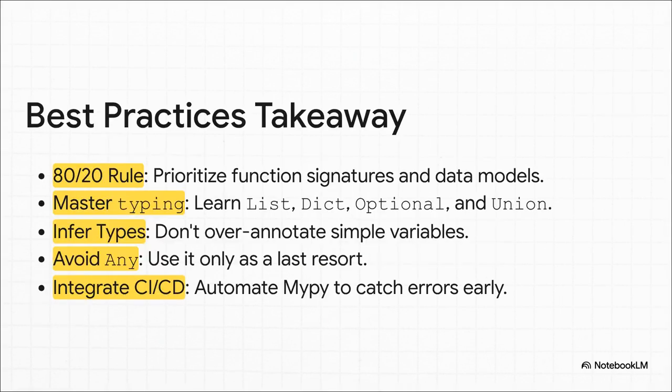So let's bring this all together. Be pragmatic. Use the 80-20 rule. Focus your energy on typing your function signatures and your data models first. That's where you get the most bang for your buck. But the most critical takeaway for MLOps is to automate it. Integrate MyPy right into your CI/CD pipeline as a required check. That means broken or incorrectly typed code gets blocked before it can ever be merged. That is how you protect your production systems.